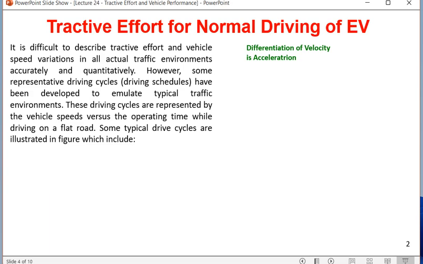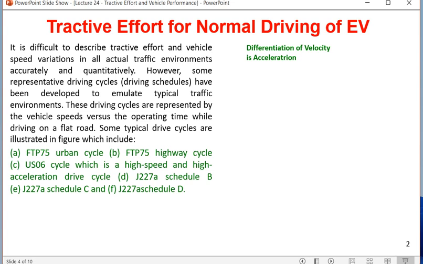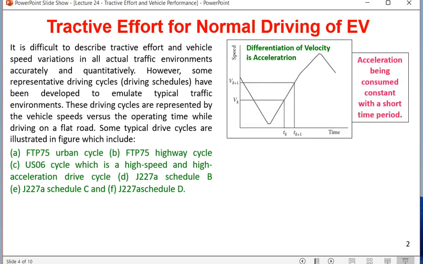Some typical driving cycles are the FTP 75 urban cycle, the FTP 75 highway cycle, and the US06 cycle. All these FTP and US cycles are actually US and UK based drive cycles, so they are mainly suited for their roads. A very important thing: whenever we design a drive cycle, we define the road conditions. Then there are J227A schedule B, J227A schedule C, and J227 schedule D. All these are different drive cycles.